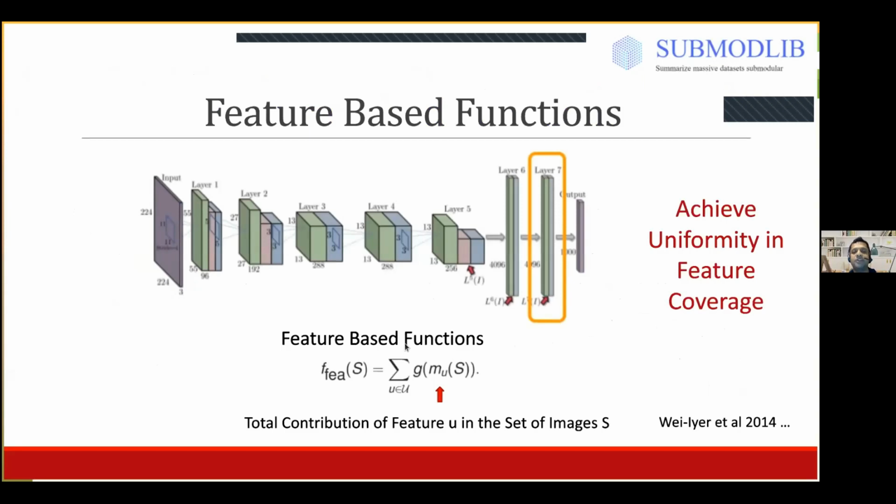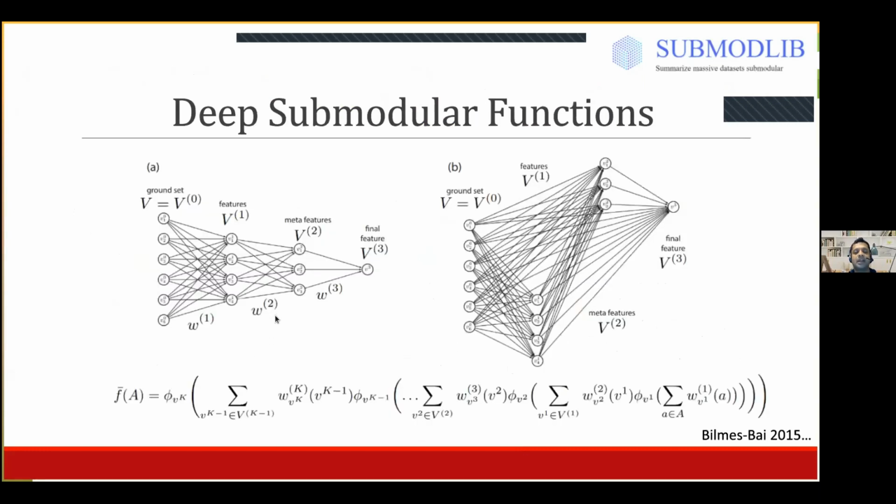Finally, you could also have feature-based functions where you're looking at coverage through the feature space. And typically you would use a concave or modular function. So the total contribution of each feature U in the set of images S could be a modular function, and concave of modular gives you submodular functions. And you could also have a composition of these through deep submodular functions.